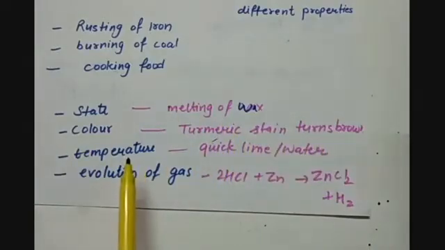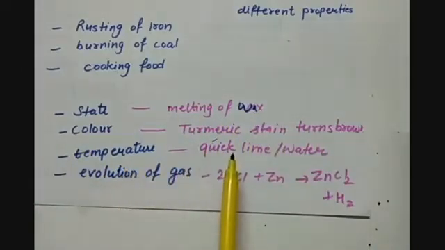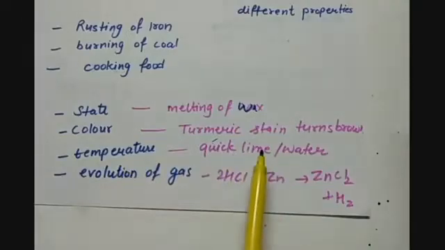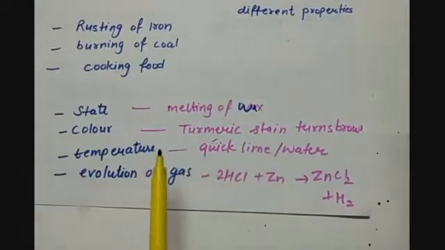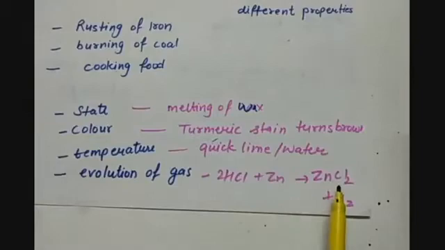Then next is temperature. Like when you add quicklime to water, then heat is released. Or you can say the container has a higher temperature after the reaction. So there is a change in temperature. Another example is when dilute hydrochloric acid reacts with zinc, it forms zinc chloride and hydrogen gas is evolved.